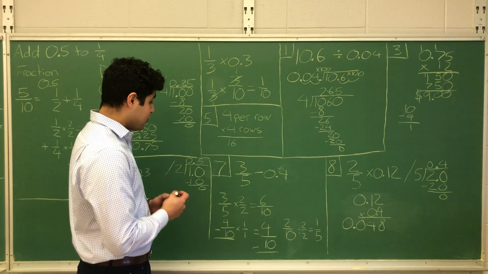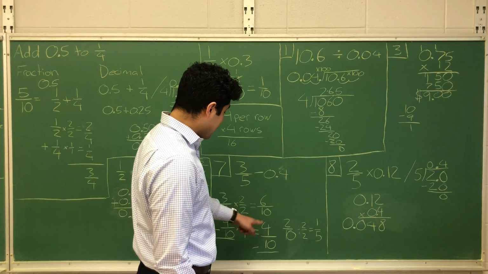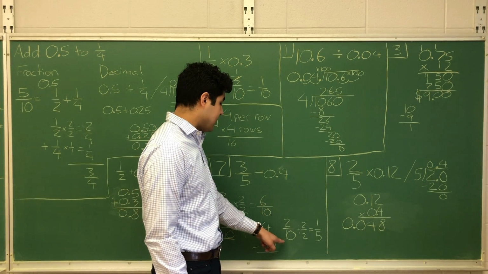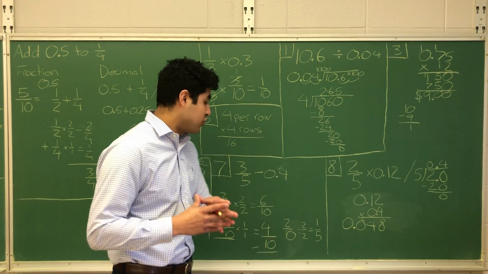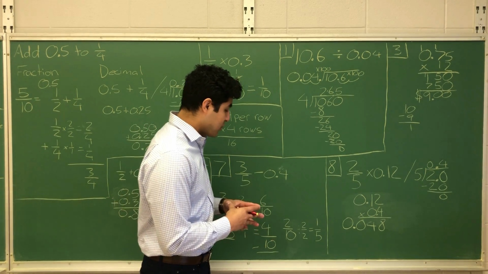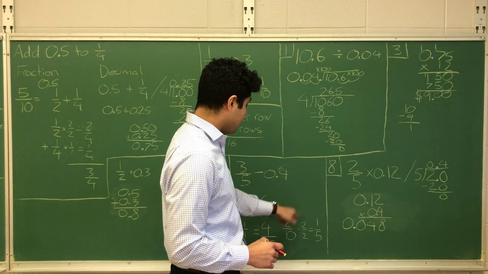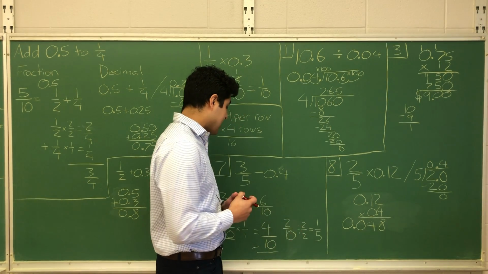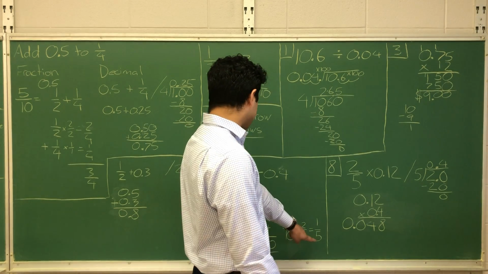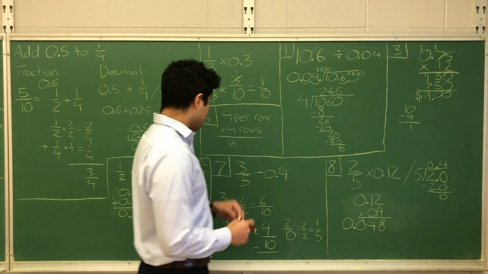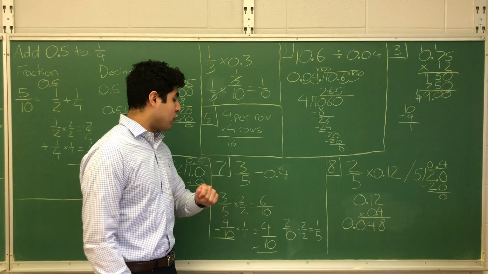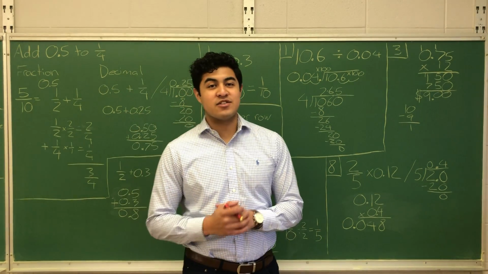Now I can combine these together. I've got 6 minus 4 tenths, which gives me 2 over 10. 2 over 10 is not in reduced form. I need to see which number goes evenly into both. I see that 2 goes evenly into both of these. 2 goes into 2 one time, and 2 goes into 10 5 times to give me the final answer, 1/5. So 3 fifths minus 0.4 would equal 1/5 in fraction form.